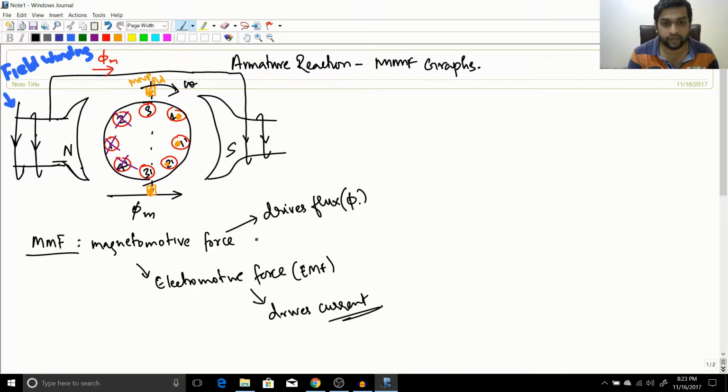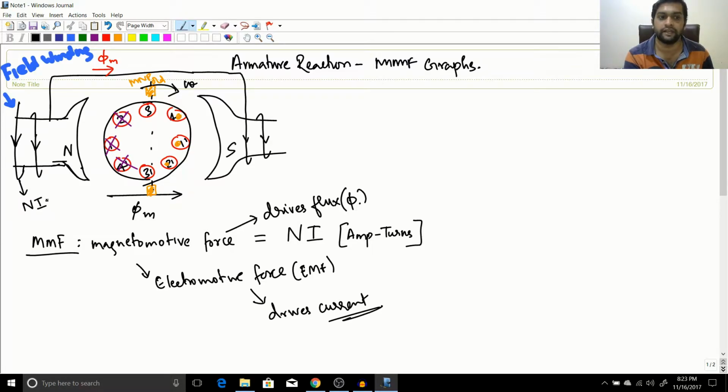This is the only thing that we have to know. And what is the equation? MMF is equal to the number of turns multiplied by the current, and the unit is ampere turns. So for this field winding, if there are N number of turns, the MMF produced by this field winding will be N into I, and that MMF will drive the flux. So indirectly, just like voltage drives the current, MMF drives the flux. This is the explanation that we require for the time being.